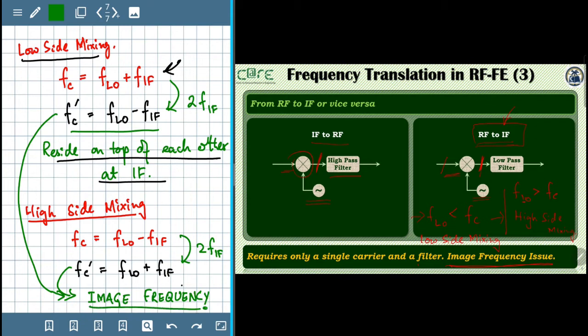And any signal that is present at the image frequency corresponding to the local oscillator frequency settings needs to be filtered prior to this operation of RF to IF conversion. And we will be talking about this a bit later.